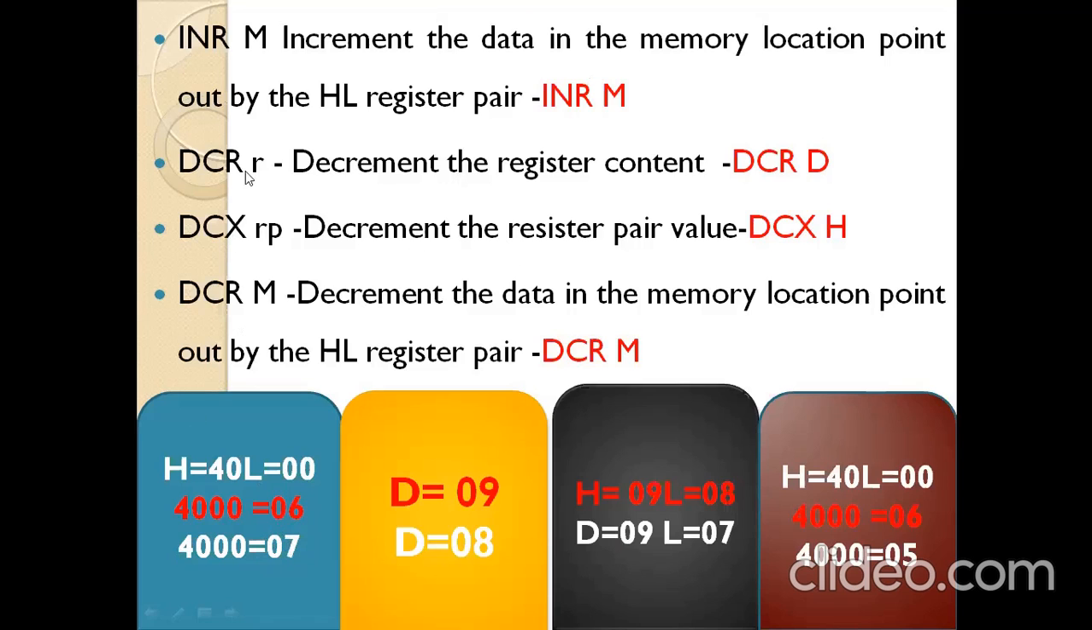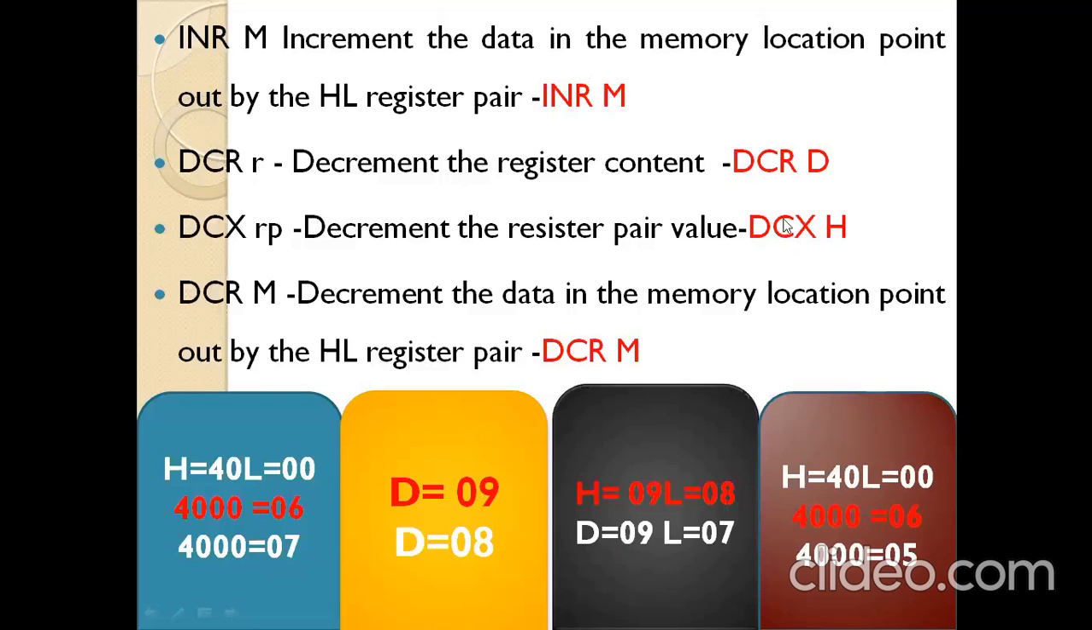Next, the decrement instruction. DCR. R means register. Decrement the value. DCR D. I am using an 8-bit D register. So the D value is 09. After executing the instruction, it will become 08.